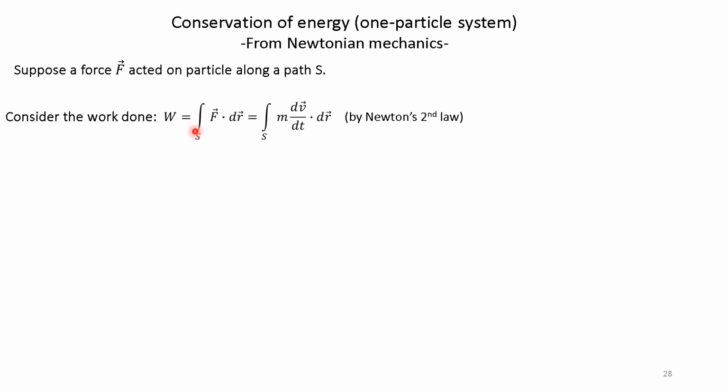We consider a particle moving along a path S, and suppose there's a force acting on this particle while it's moving. By definition, the work done is given by the line integral of F dot dr. And by Newton's second law, F is m dv dt. So then this is the integral that you have.